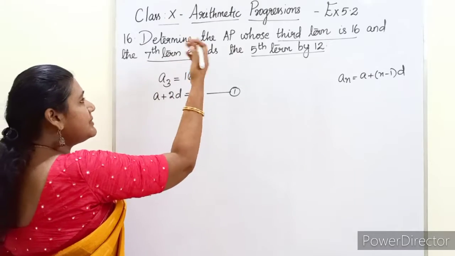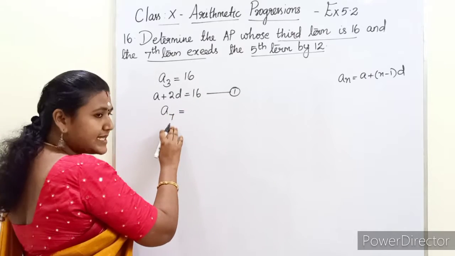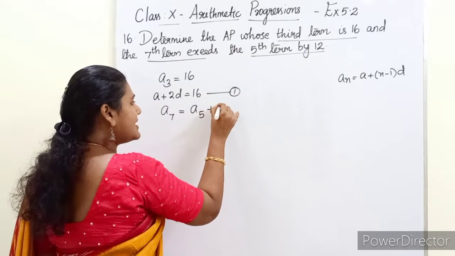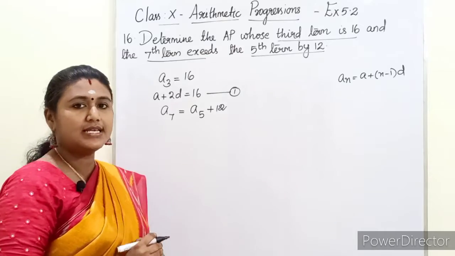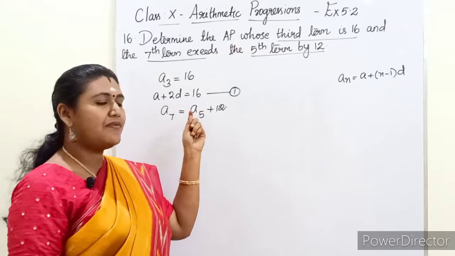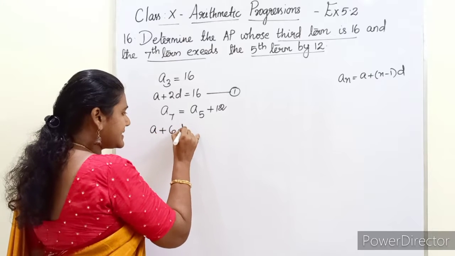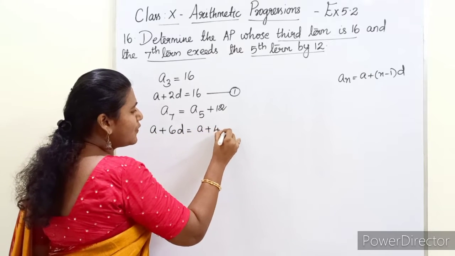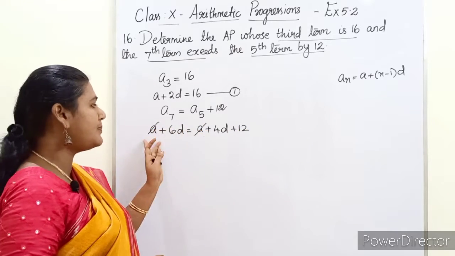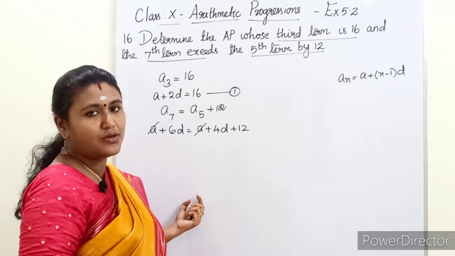Now, the seventh term exceeds the fifth term by 12. What is its meaning? The seventh term, A7, is 12 more than the fifth term, A5. So A7 is equal to A5 plus 12. Now in place of A7 and A5, we substitute the formula: A7 is A plus 6D and A5 is A plus 4D. If you simplify, we can cancel A on both sides of the equation.